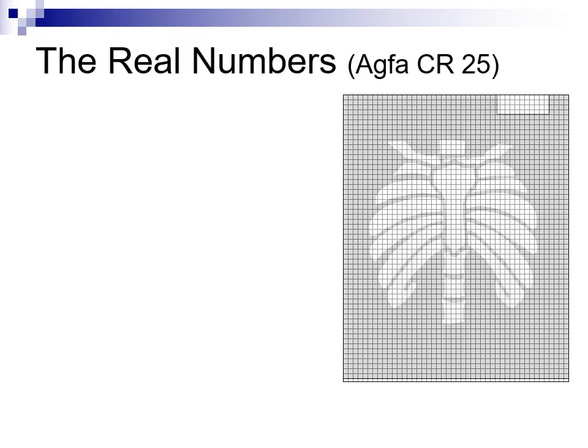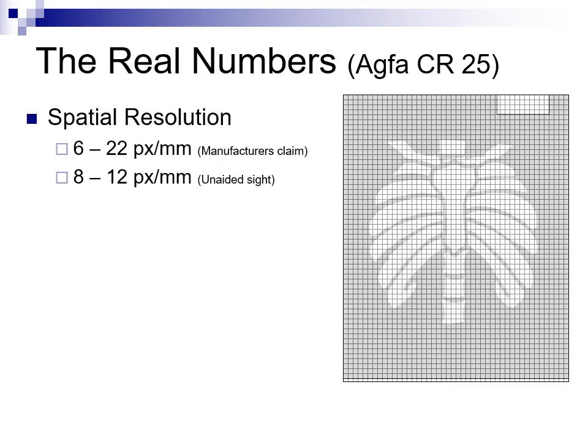To provide a real-world perspective to this discussion, let's take a look at the specifications for an AGFA CR25 imaging system. The spatial resolution for a CR25 can range from 6 to 22 pixels per millimeter. 10 by 12 plates are scanned at a resolution of 10 pixels per millimeter, and 14 by 17 plates at a rate of 6 pixels per millimeter. This corresponds well to unaided sight. At a normal viewing distance, the eye can resolve about 8 to 12 pixels per millimeter.